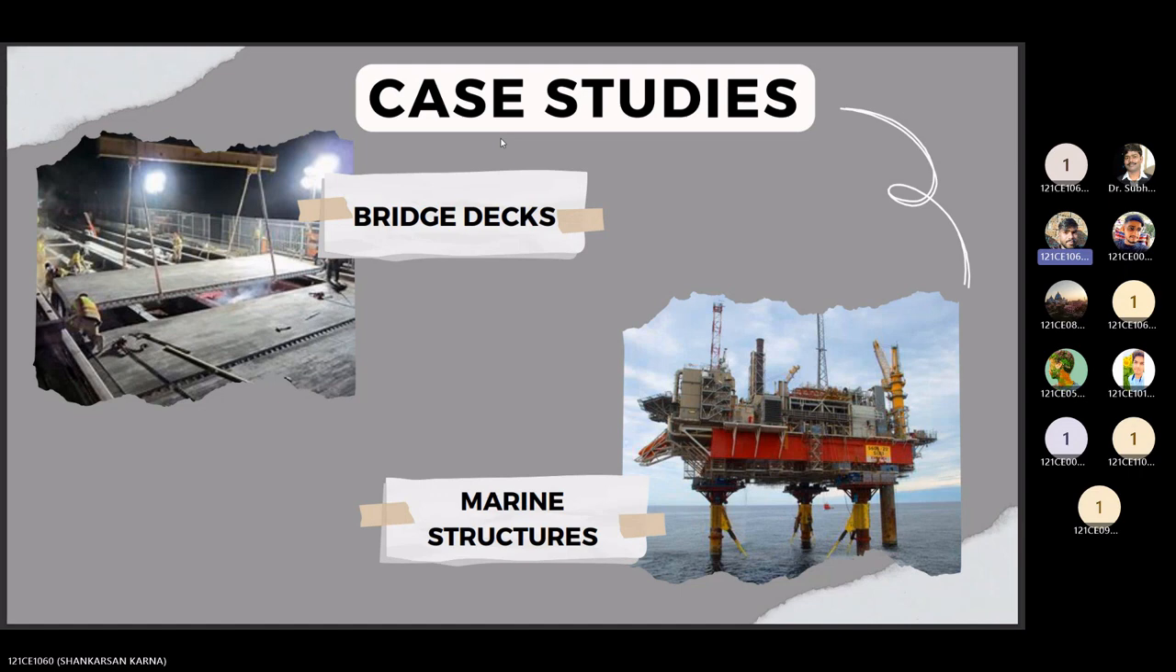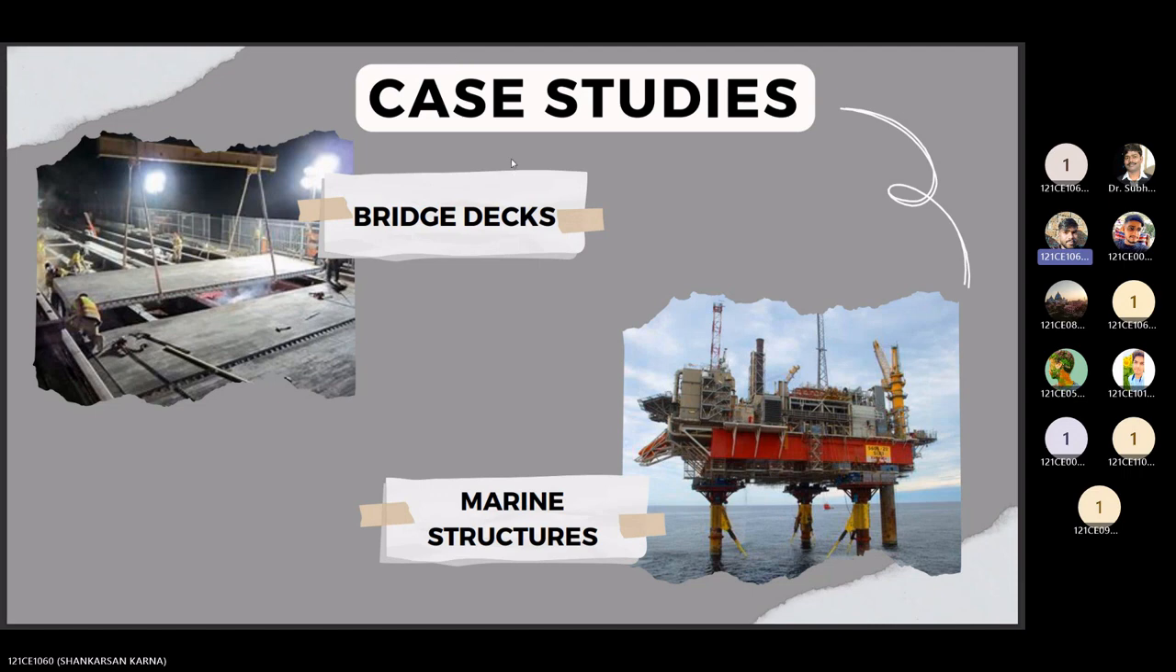First one is the bridge decks. The bridge decks case study is conducted on Severn Bridge, which is located in the United Kingdom. The Severn Bridge features a concrete deck constructed using precast segments and post-tension reinforcement. Despite exposure to marine salt spray and heavy traffic loads, the bridge deck has maintained its structural integrity over several years, showcasing the durability of modern concrete construction.